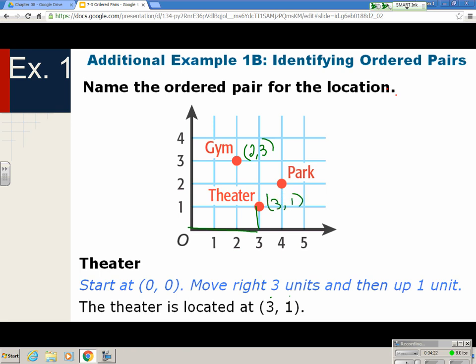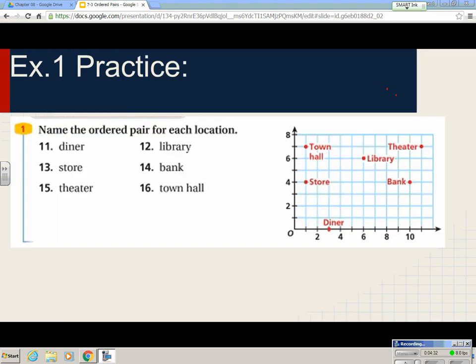You can probably figure out what the park is, because that would be our next question. And if you can figure that on your own before we go to the next one, that'd be awesome. All right, I think you caught on.